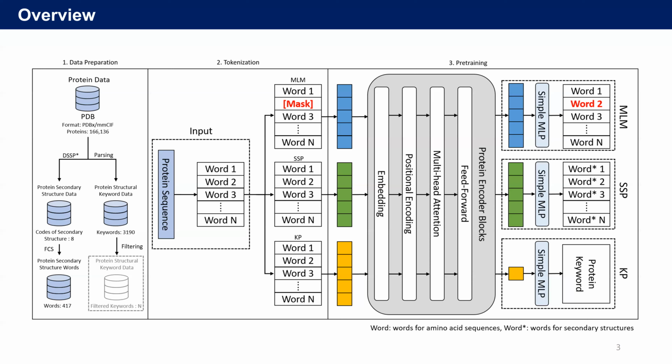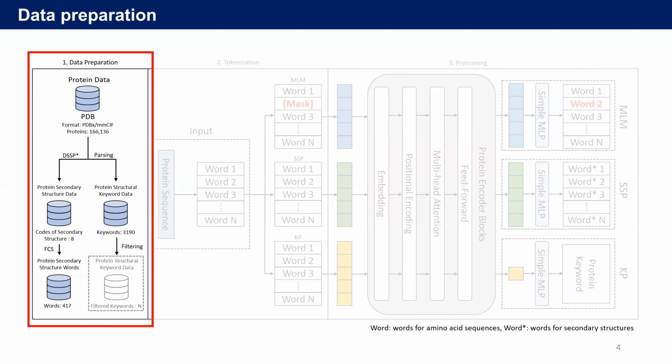Our study has three processes: data preparation, tokenization, and pretraining. Data preparation is a process for data pre-processing. We got data from the Protein Data Bank. The data have 166,136 proteins, and the format of the data is PDBx/mmCIF. To use secondary structure for the token level task, we got secondary structure from the data using DSSP.